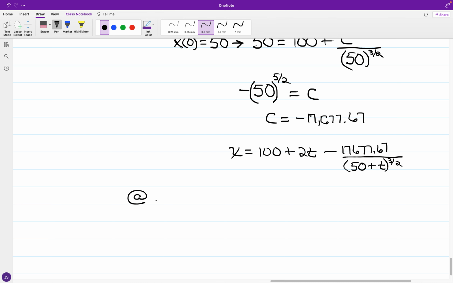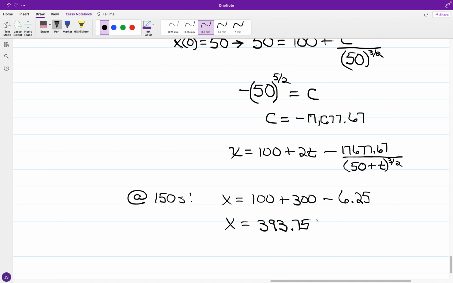By the time the tank is full, you have x equal to 100, and 2 times 150 is going to be 300, minus 6.25. So whenever the tank is full, you're going to have right at 393.75 pounds of salt.